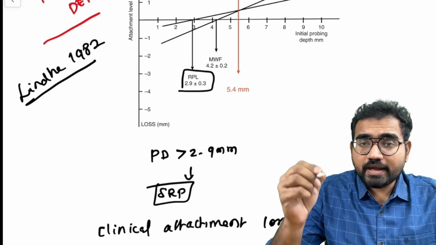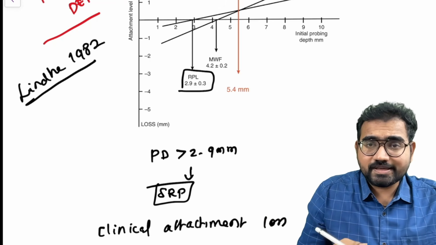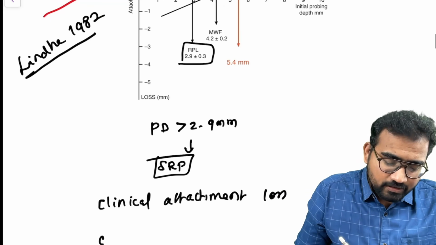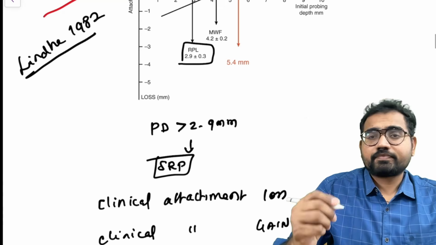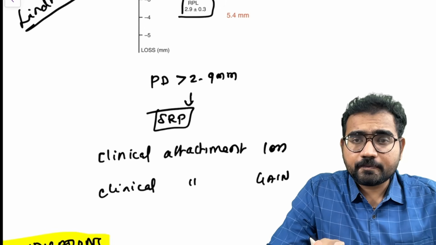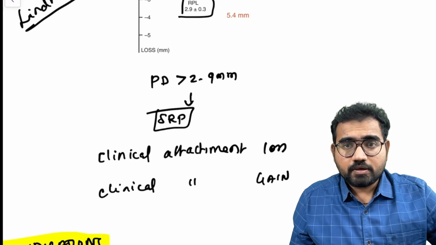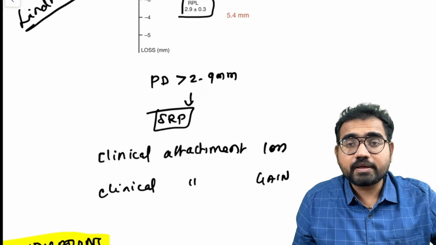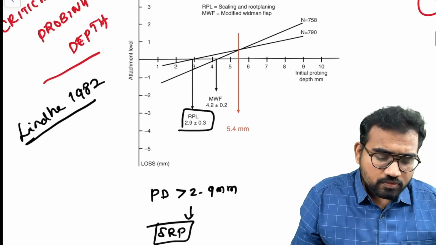And if I do any procedure which is indicated according to this critical probing depth, say for example in this case a probing depth of more than 3 mm, if I do SRP, then there will be clinical attachment gain. So if I do any procedure which meets the critical probing depth value, then there will be gain. If I am doing SRP for a patient with less than 3 mm, then there will be clinical attachment loss, never gain. Okay, now coming to flap surgery.